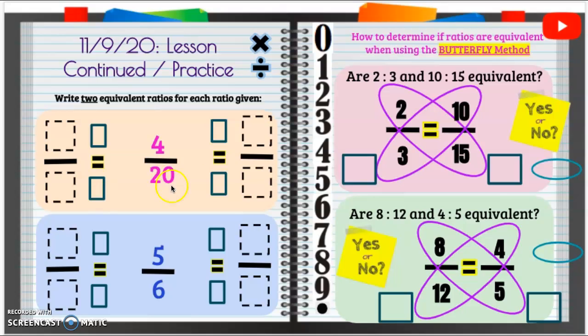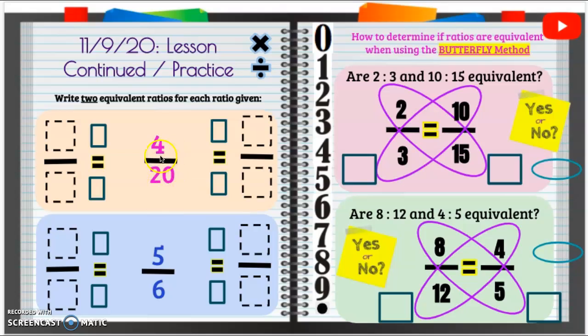So first we're going to practice over here on this side, writing two equivalent ratios for each of the ratios given. So we have 4/20ths and then 5/6. So let's start off with the first one, the top one. 4/20. So we are going to create similar or equivalent ratios.